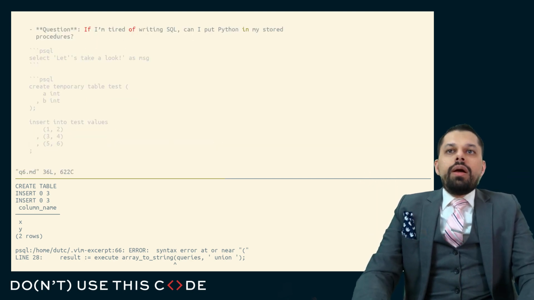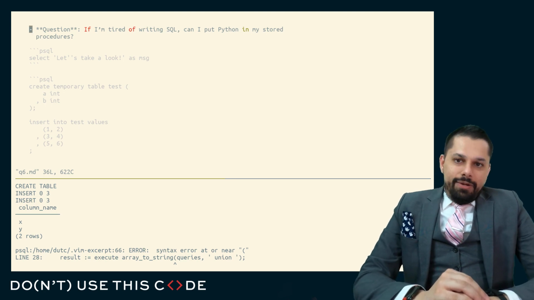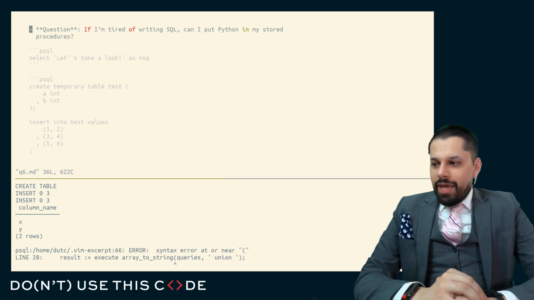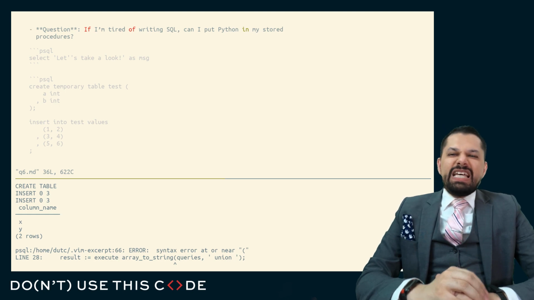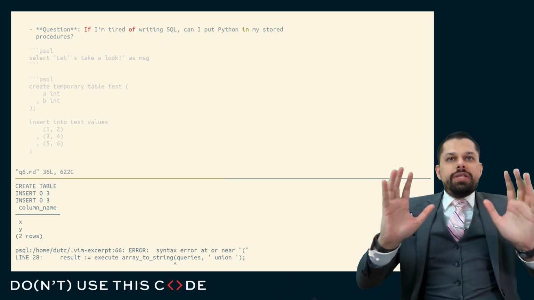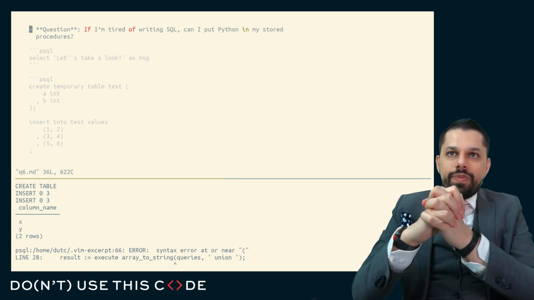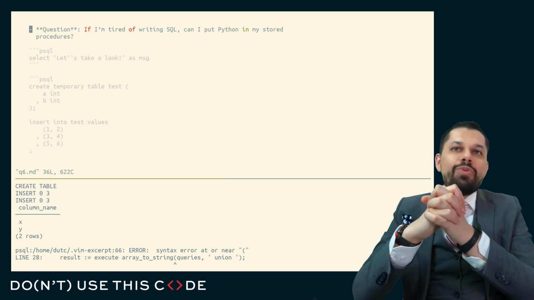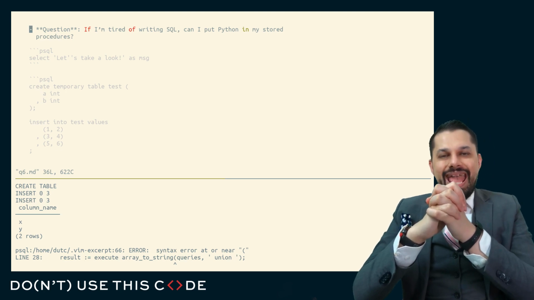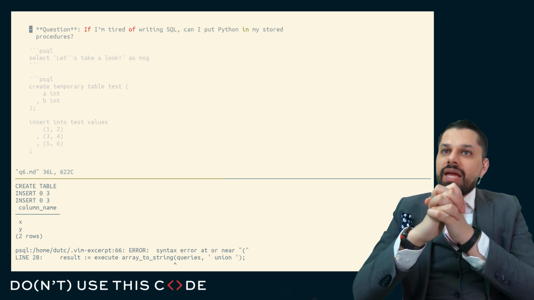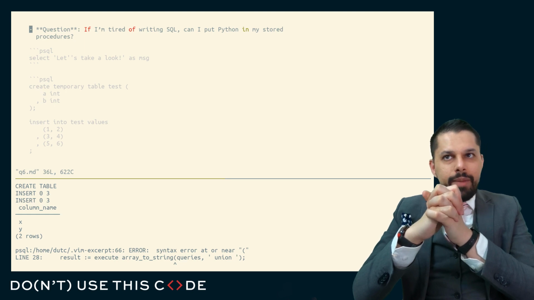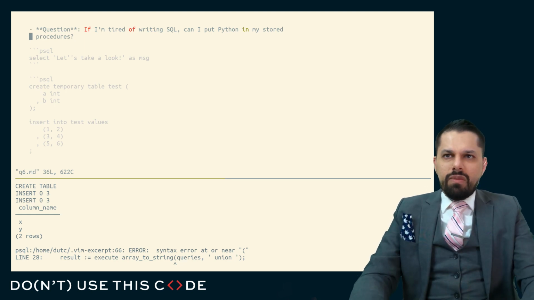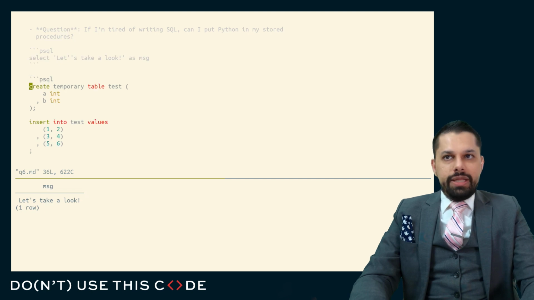With that said, maybe we're tired of SQL, and maybe we say, you know what, Python makes my life so much easier because it allows everything to be dynamic. And so, if we were tired of writing SQL, what might we do? We might decide, how much can we really do in Python? And this question is titled, if I'm tired of writing SQL, can I put Python in my stored procedures? I think we've seen some examples that already look like this.